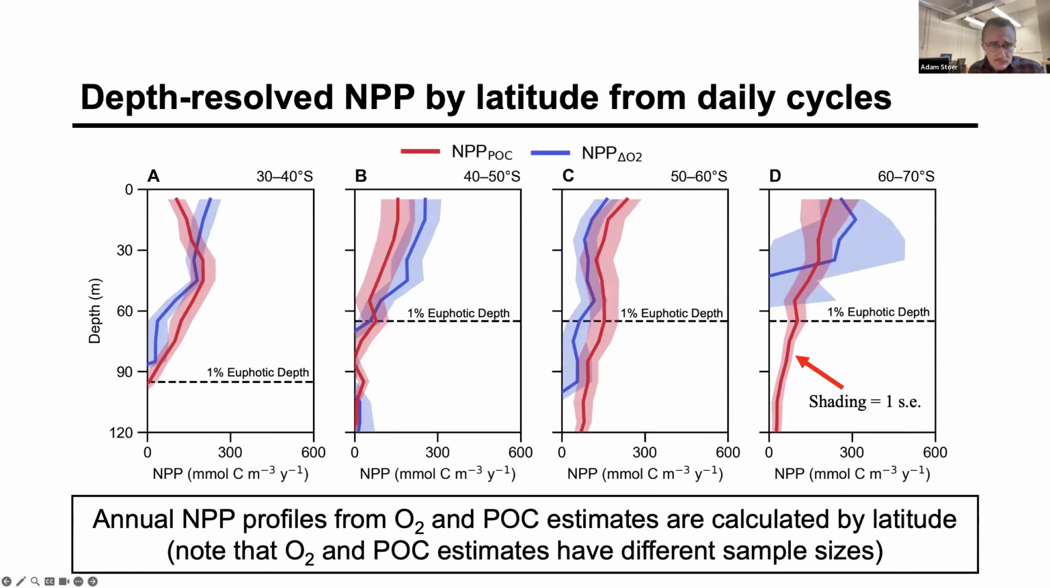Once we apply those steps to different depths and different latitudes, from those average daily cycles of carbon and oxygen, we can get a profile of NPP. There are differences between the two of them, like you can see here, but we should also note that they come from different samples, because not all floats have backscattering sensors on them. So we can see the general trend of it declining with depth and approaching zero towards the euphotic depth.